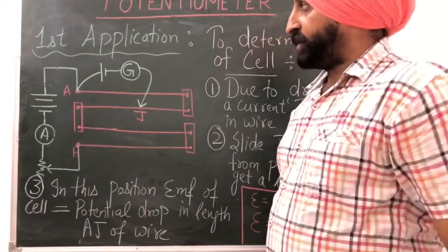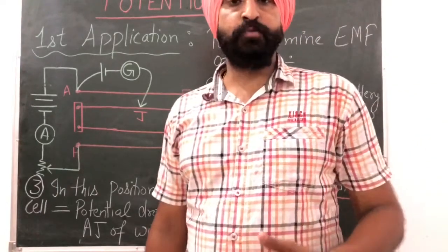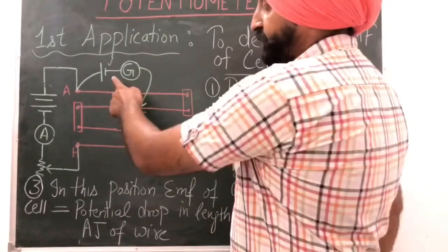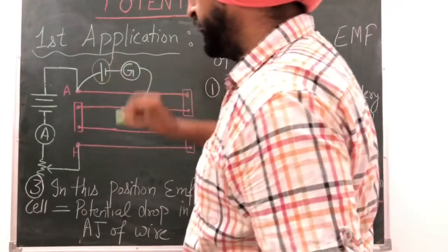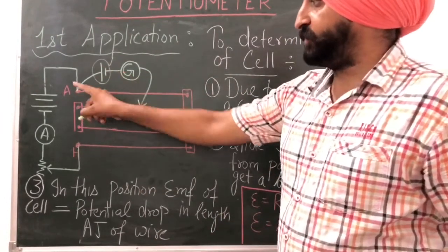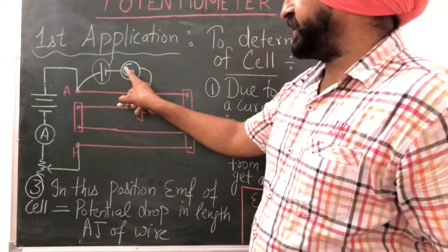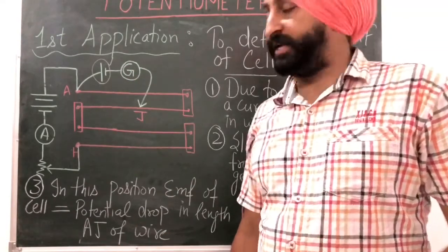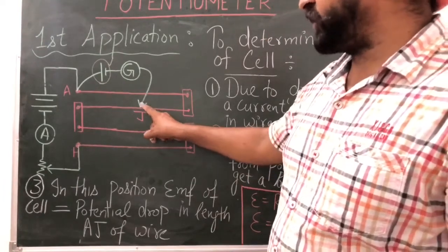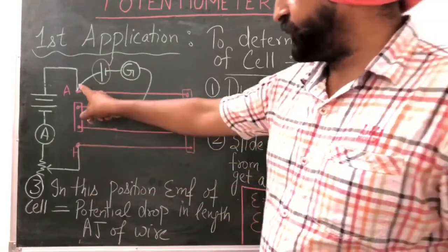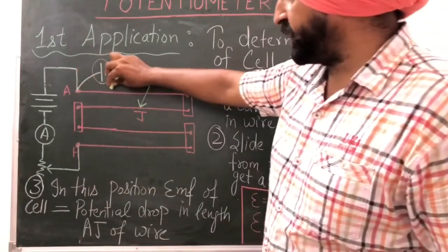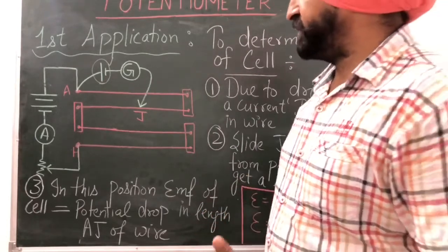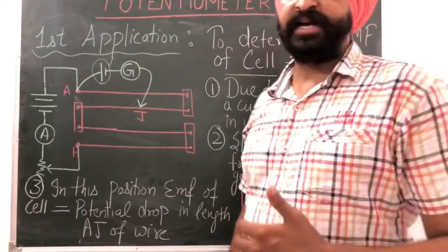See, the wire has a length of 4 meters starting from A and ending at this point, that is H. So the battery whose EMF is to be calculated is connected over here. Positive terminal is connected at point A and negative terminal is connected to the jockey through this galvanometer. Our procedure will be to slide this jockey over this wire starting from point A. We will keep on moving this jockey till we attain a balance point or a null point.